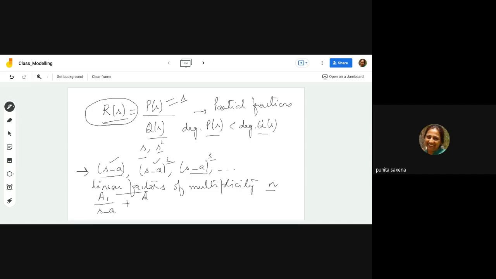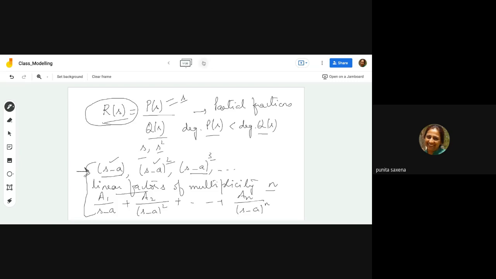A1 upon s minus a plus A2 upon s minus a square and so on and so forth, plus An upon s minus a to the power n. Where A1, A2, An are constants, right? So this we have been following, and this we know from our knowledge of partial fractions as well, right?